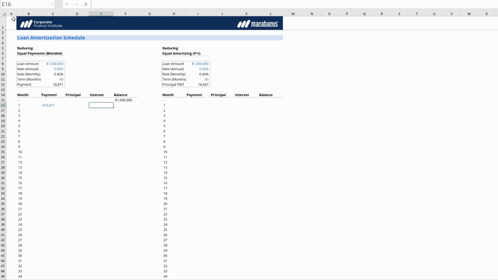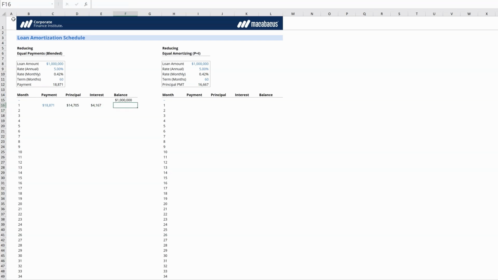So one thing we do know is embedded within this blended payment is some amount of principal and some amount of interest. In order to figure out how much the principal is, we have to calculate the amount of interest. And the amount of interest is the monthly rate, which we're going to fix using F4, multiplied by the ending balance in the previous period, which in this case was the full loan amount. So of the $18,871, $41.67 was interest. Principal, obviously, is the difference.